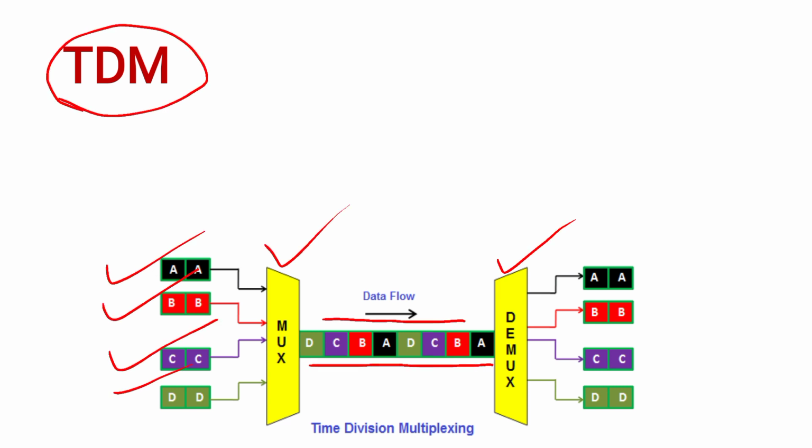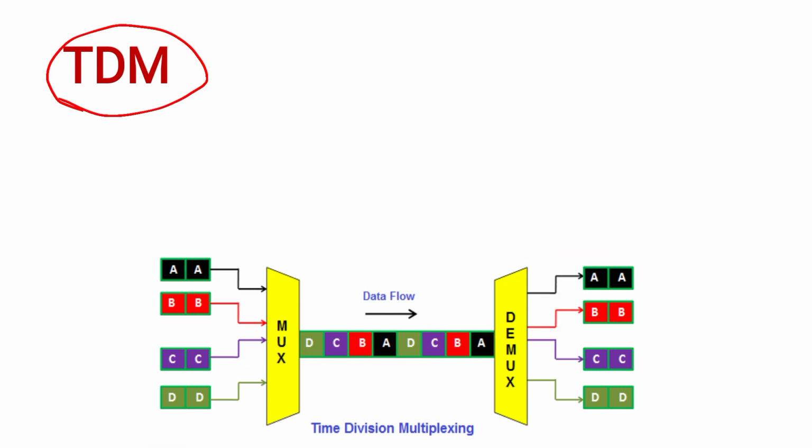How? First I allocate this channel to the first user. This is the first user and this is the second user and this is the third and fourth user. Now first I am going to allocate a time slot to the first user for transmitting data.